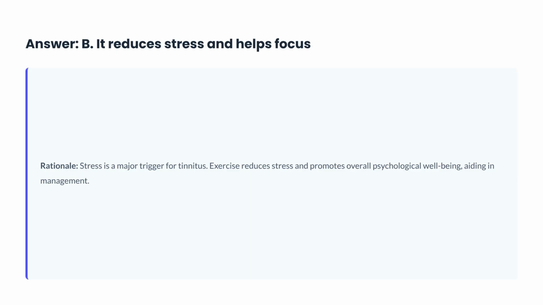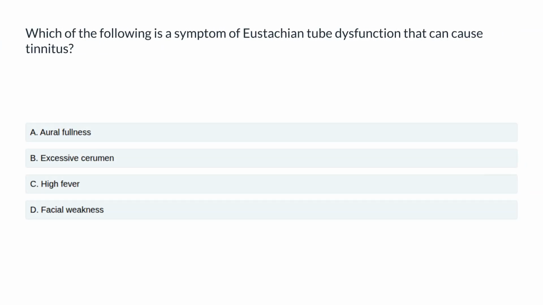How does physical exercise help with tinnitus management? A. It directly repairs inner ear damage. B. It reduces stress and helps focus. C. It significantly increases blood pressure. Or D. It makes the patient hear the tinnitus less. The answer is B. It reduces stress and helps focus. Exercise promotes psychological well-being and reduces stress, which is a major trigger for tinnitus.